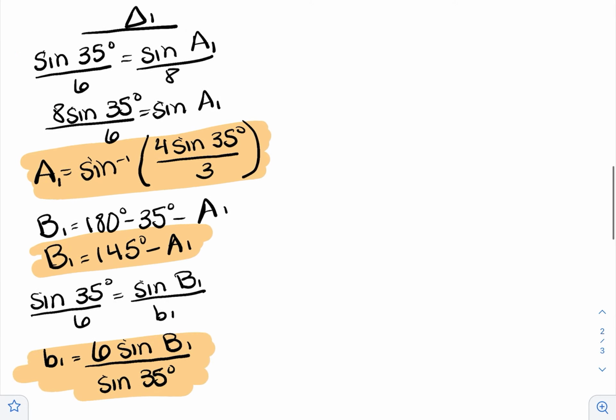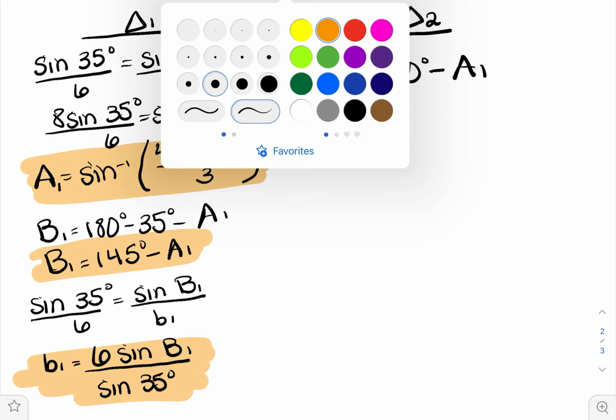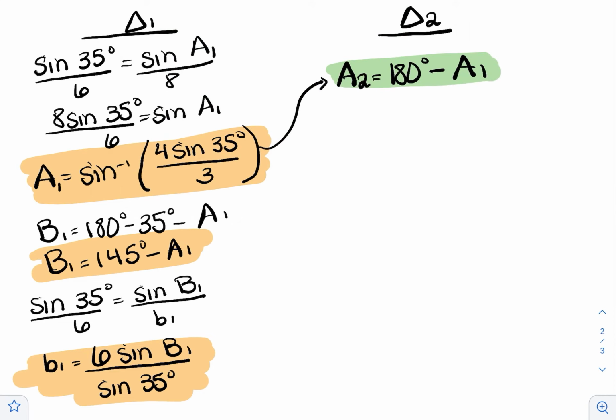What's going to change now is that you're going to have a second triangle. So triangle 2. The way that you start triangle 2 is by using the first angle you solved for, which was A1. And as we talked about when I was explaining the ambiguous case, the relationship between A1 and A2 is that they're supplementary. So A2 is going to be 180 degrees minus A1. Then you ignore triangle 1 and you solve for big B2 and little b2 the exact same way that you did B1 and little b1.